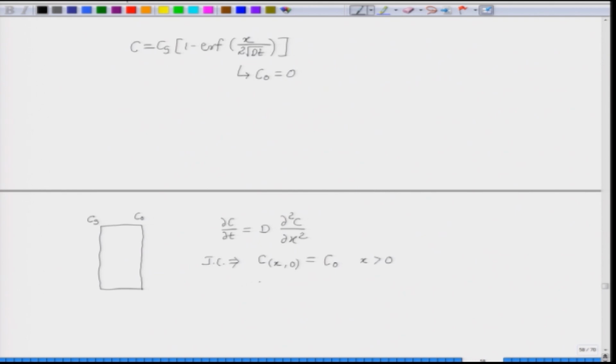The boundary conditions are C at x equal to 0 at any time t is Cs, and since we are maintaining infinite boundary conditions here, the surface is x equal to 0 and the other end we denote as x equal to plus infinity. So C at infinity at any time t is the original concentration, that is C0.